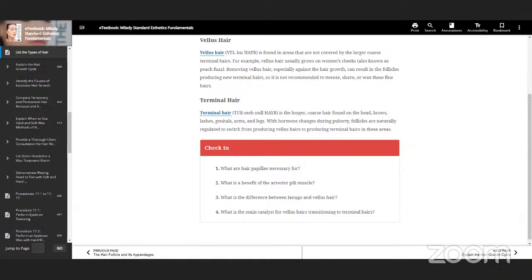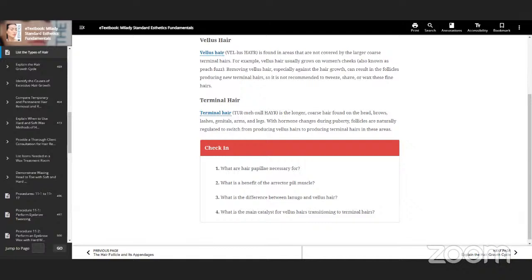What happens, where it says it's a caution when we are removing the vellus hair? Should we go in the direction of the hair growth or the opposite direction of the hair growth? What did it tell us? Going against the hair growth would cause the follicles to produce terminal hair. Terminal hair. Yeah. So we haven't even gotten to soft wax and hard wax. Hard wax lets us remove it any kind of way.